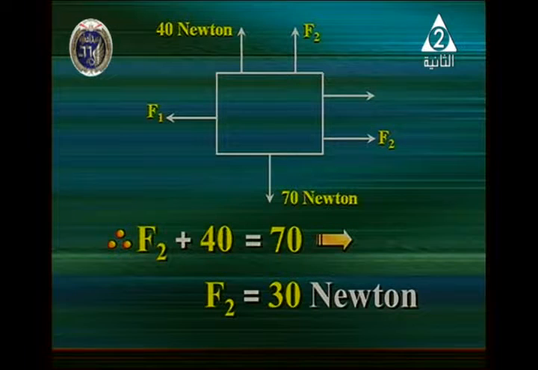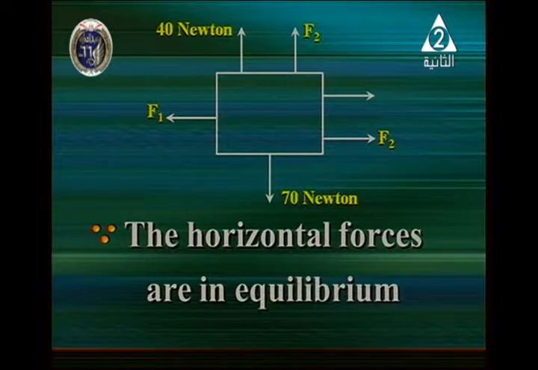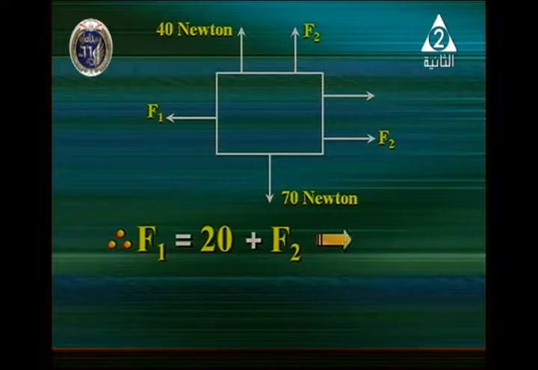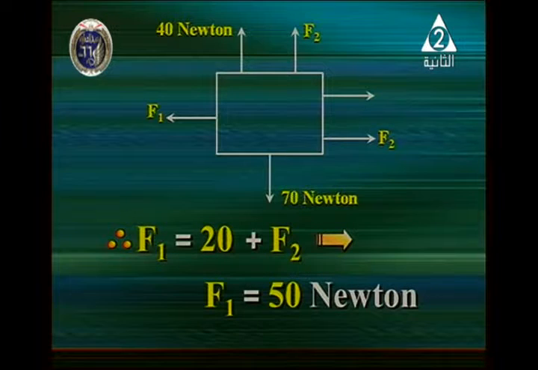We have a body at rest, in equilibrium. The vertical equation is F2 plus 40 equals 70. In this case, F2 equals 30 Newton. Horizontal forces are in equilibrium also. F1 equals 20 plus F2. Then F1 equals 50. Why? Because F2 equals 30.